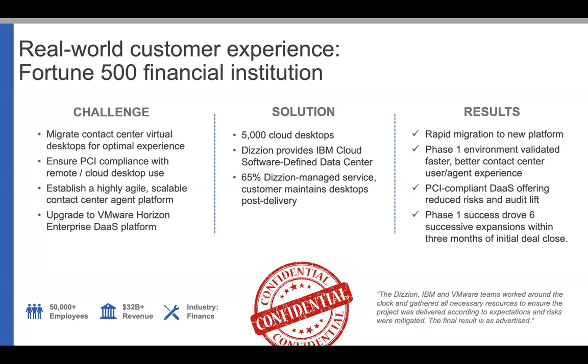And then they also wanted a DaaS experience, but on the Horizon Enterprise platform. So, the solution that we came up with for them ended up delivering 5,000 cloud desktops. Dizzion is doing it on IBM cloud, using the software-defined data center. They chose 65% Dizzion managed, so we're managing all of the desktop virtualization layers and down.